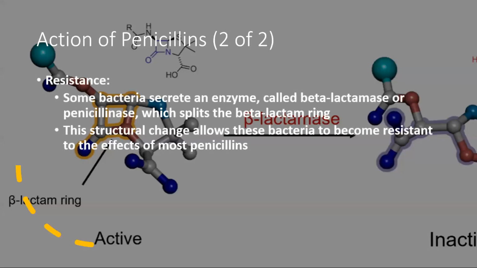Other than that, it also causes resistance. Some bacteria secrete an enzyme called beta-lactamase, or penicillinase, which splits the beta-lactam ring. The structural change allows the bacteria to become resistant to the effect of most penicillins. So then the penicillin is not working on the patient, and we have to do something else.